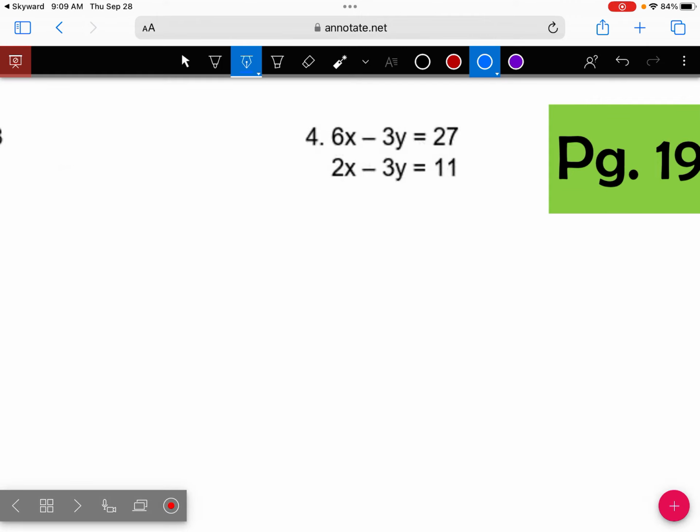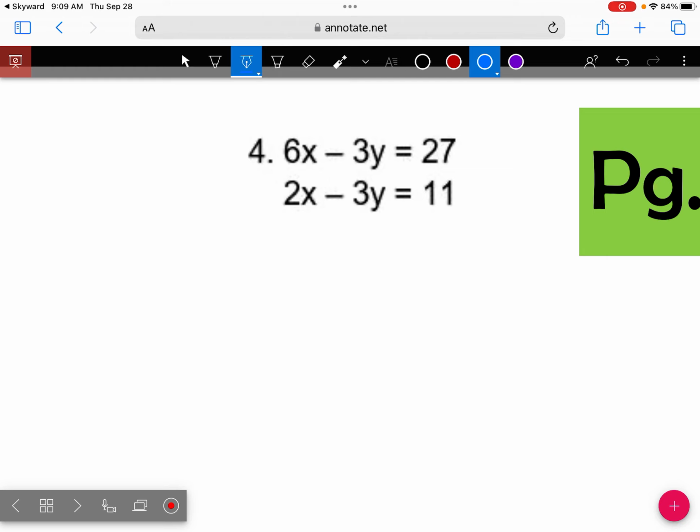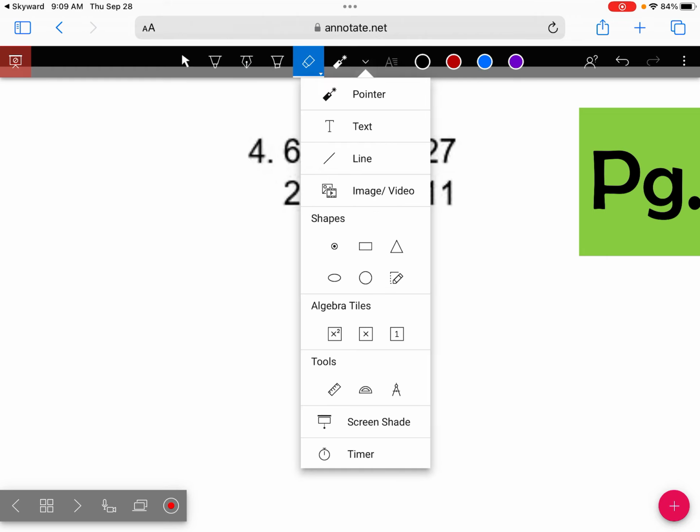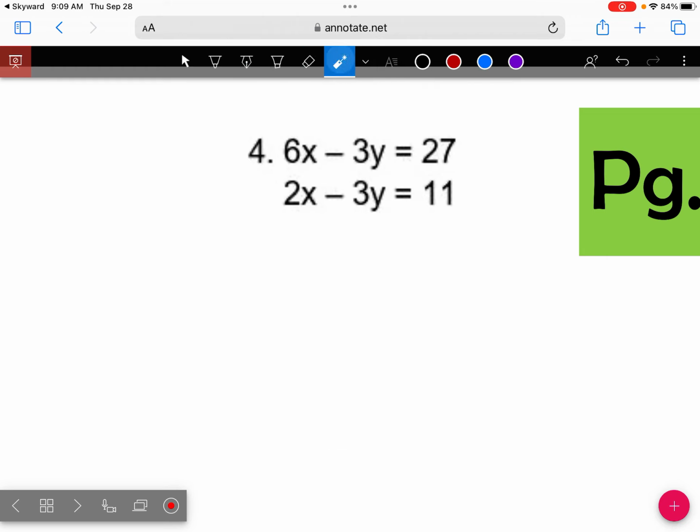For question 4, we have these two numbers. They're not opposite. They're the same sign, but it's easy to make them opposite by multiplying. So anytime you have the same number, just multiply one of the equations by -1. So let's take that first equation and multiply it by -1. Just the first equation. Multiply everything in that top equation by -1.